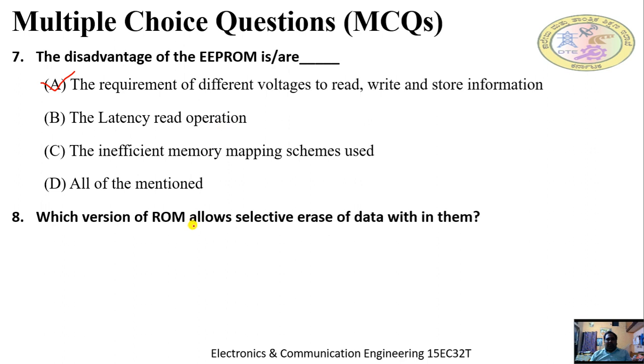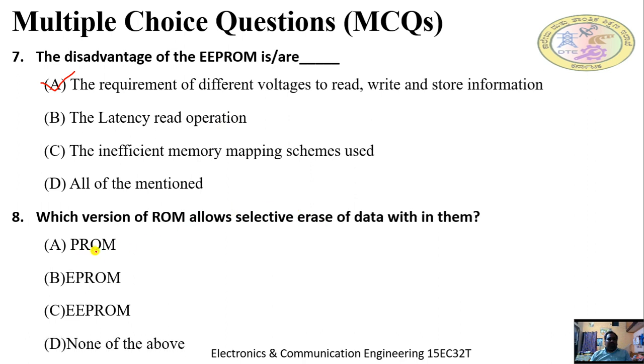Which version of the ROM allows selective erasing of data within it? PROM, EPROM, EEPROM, and none of the above. In PROM, the erasing operation is not at all available. In case of EPROM, we can erase it only in mass; we cannot erase any content of a cell selectively. But in EEPROM, the user is given a provision to erase selectively. So the answer would be EEPROM.